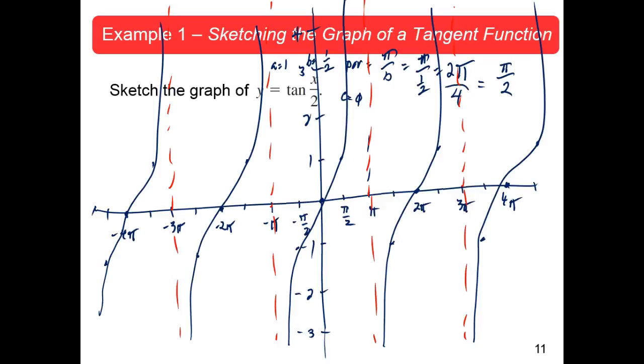The B is the coefficient of the x, and that's 1/2. Just like before, the period is a normal period divided by b. For tangent, the normal period is pi. Divide that by b, which in this case was 1/2. That flips it over and makes it 2 pi. So now your period is 2 pi because that's a horizontal stretch. Okay?